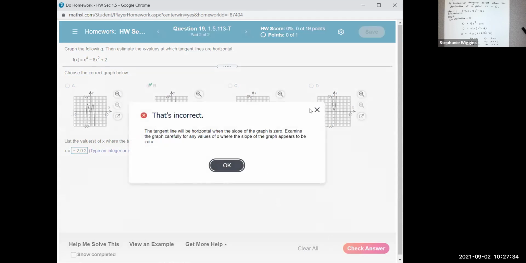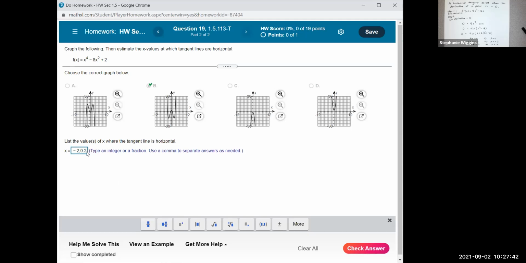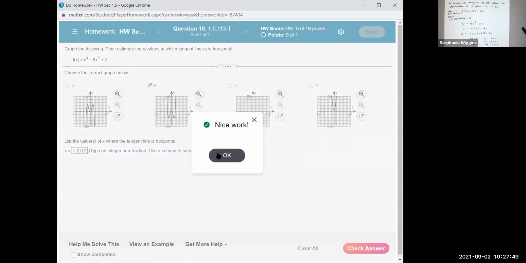Oops, wait a minute, what did I do? Did I put a point in there? Yeah. Oh, sorry, it's supposed to be a comma. There we go, that's better. Having a hard time seeing that, it's so small.